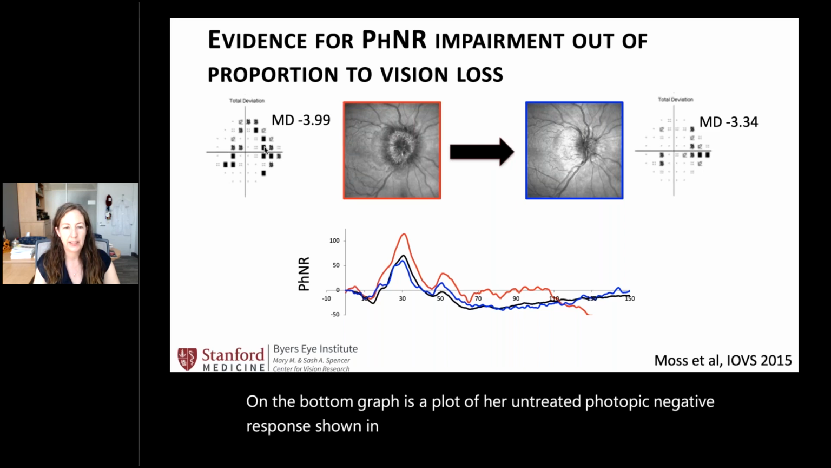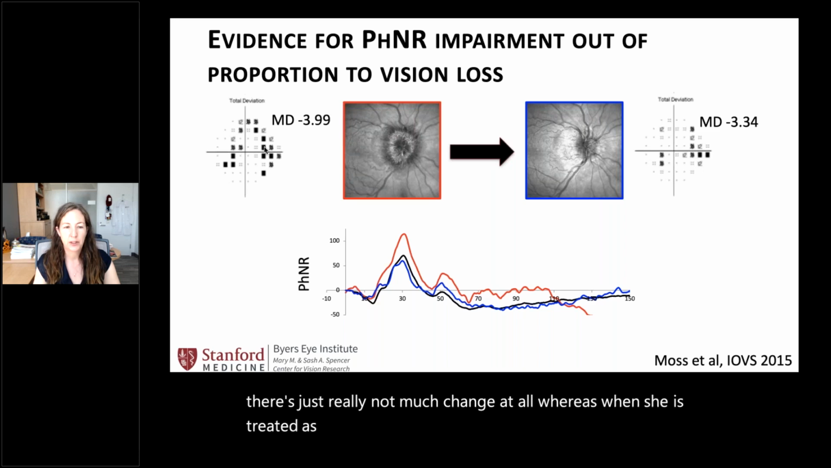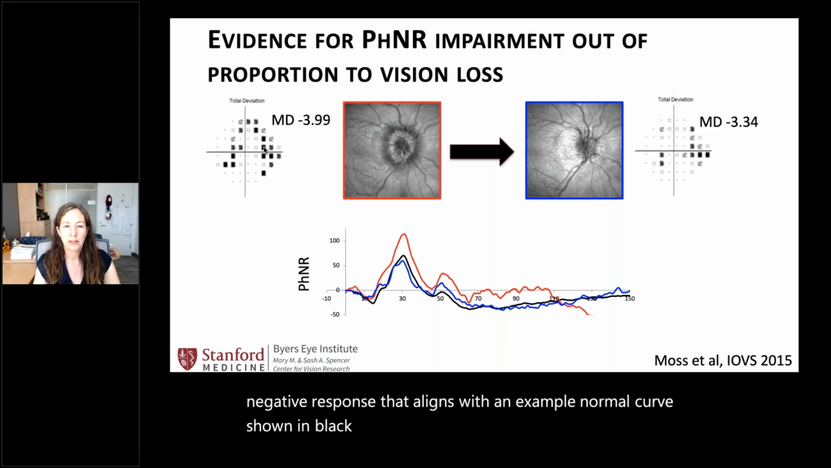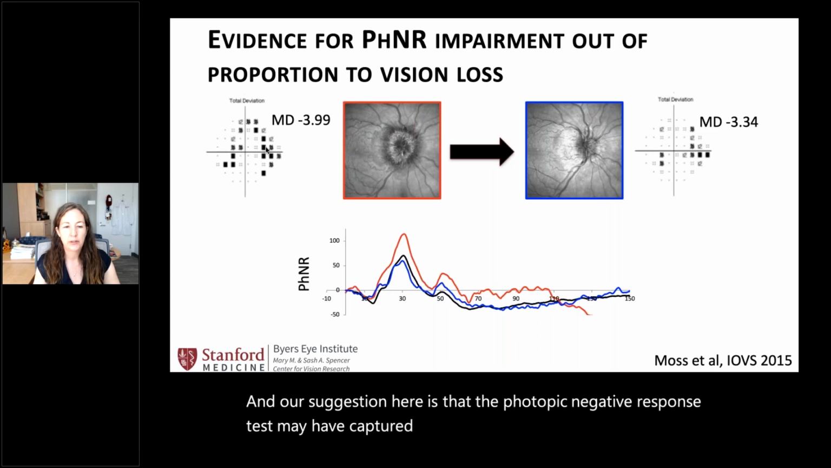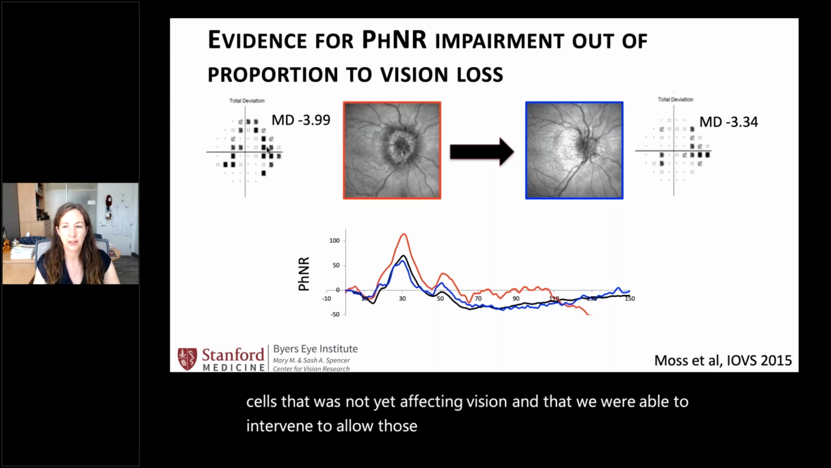you can see that at the 70 to 90 millisecond mark, there's just really not much change at all. Whereas when she is treated, as shown in blue, there's a return of a robust photopic negative response that aligns with an example normal curve shown in black. And interestingly, when we look at the appearance of the optic nerve, it's normalized, and the visual function has not changed all that much. And our suggestion here is that the photopic negative response test may have captured some injury or dysfunction of the ganglion cells that was not yet affecting vision, and that we were able to intervene to allow those to function more robustly with treatment.